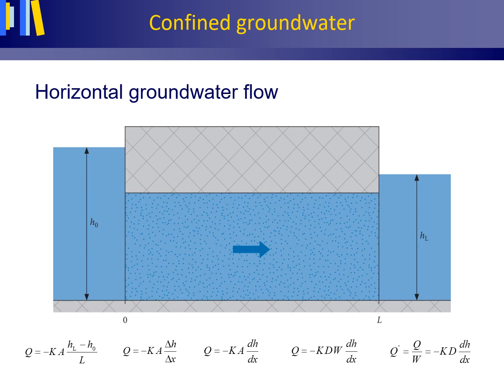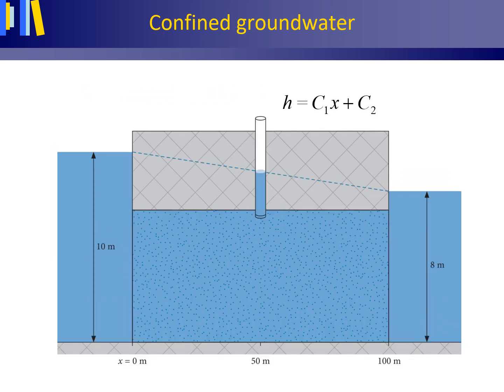Mathematically, this linear relation between H and X can be written as follows. H equals C1x plus C2. Please note that in this figure, H0 has been taken as 10 meters, L as 100 meters, and HL as 8 meters. This picture also nicely shows how you can measure the hydraulic head in the confined aquifer by placing a piezometer tube with its screen within the confined aquifer.